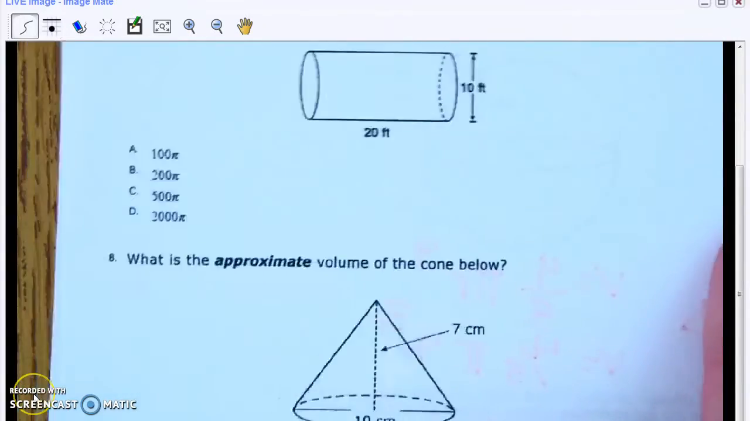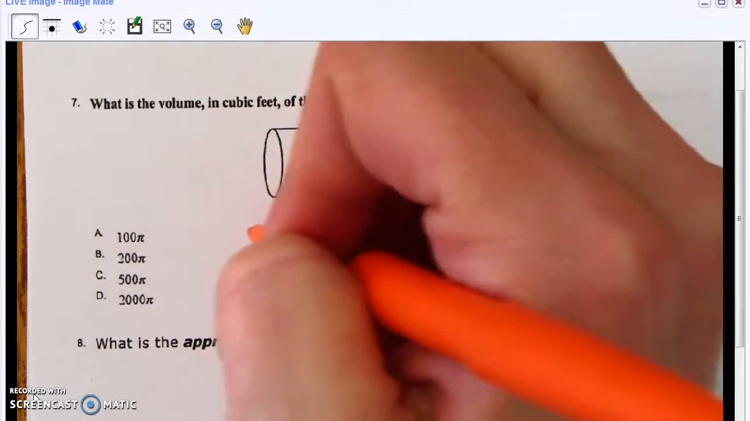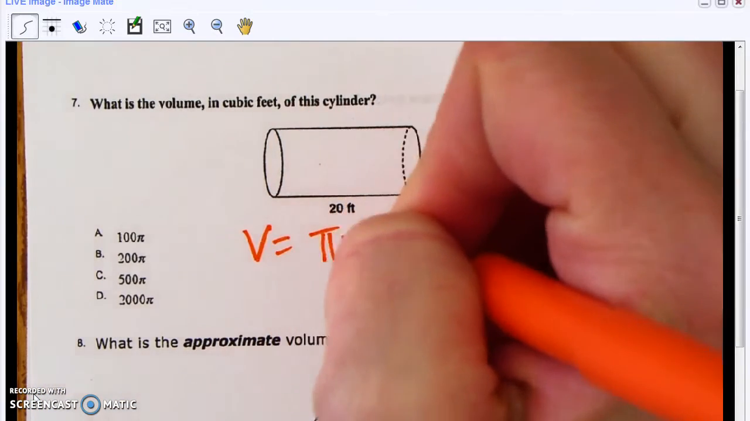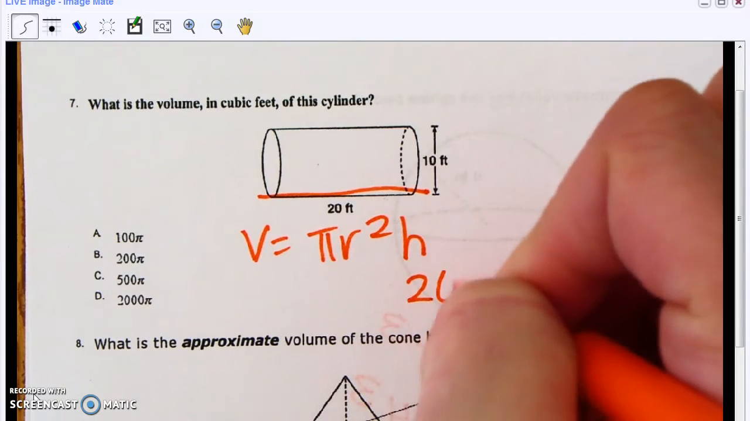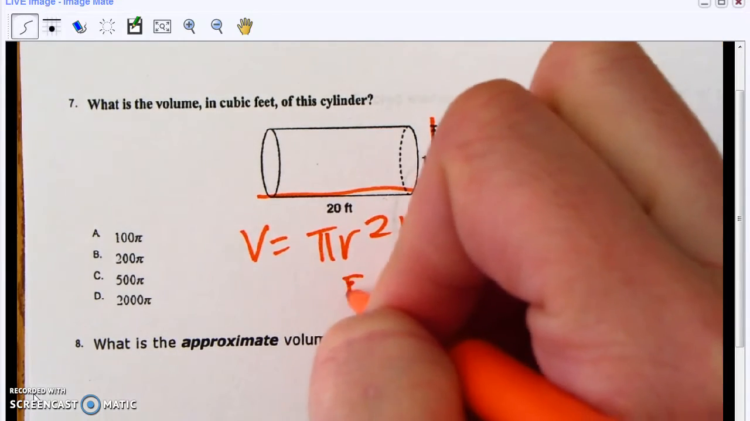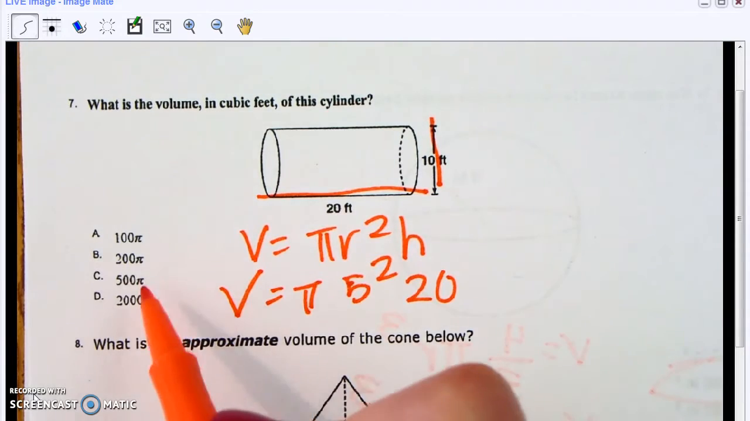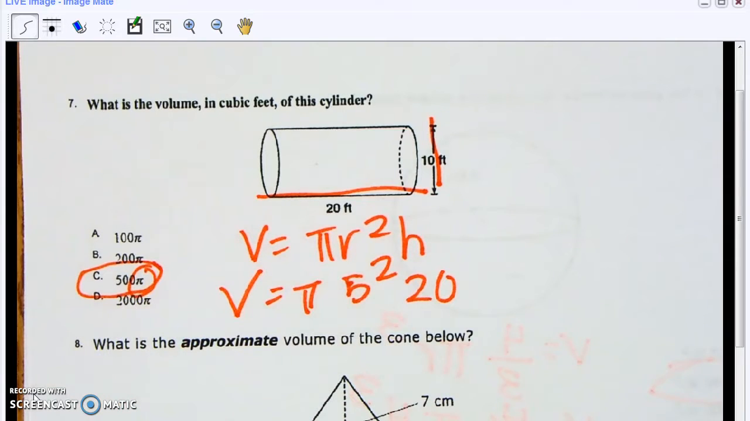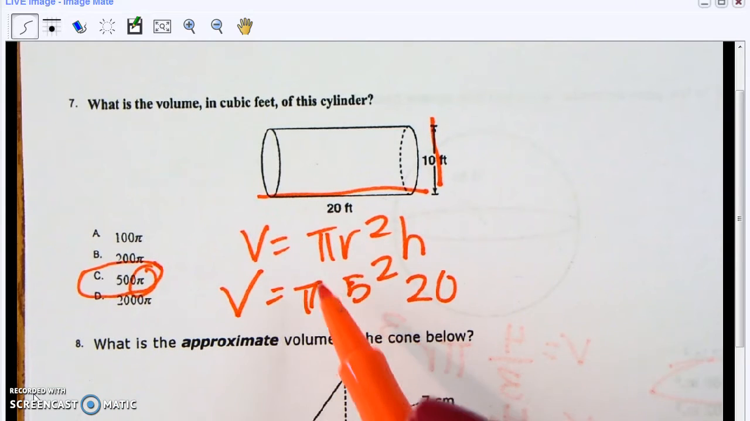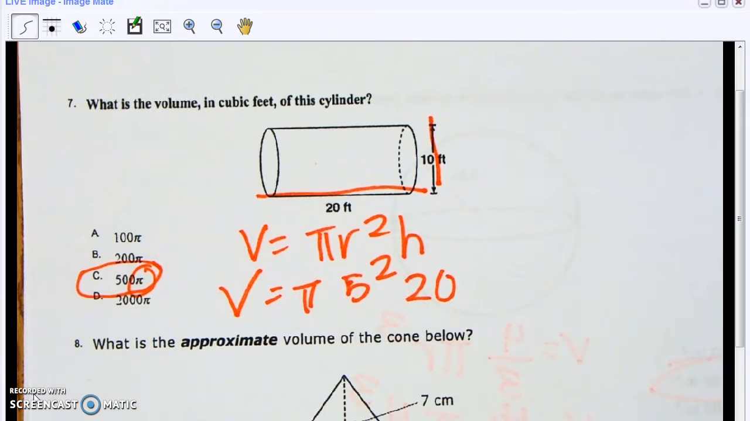Number 7. I have a cylinder again, so I'm going to use pi r squared times the height. I see that the height is 20, the diameter is 10, which means the radius is 5. When I type all that into my calculator, it says pi for my answer choices, so it would be 500 pi. I typed it all in using 3.14 for pi, then divided by 3.14 when I saw that the answer choices were pi.